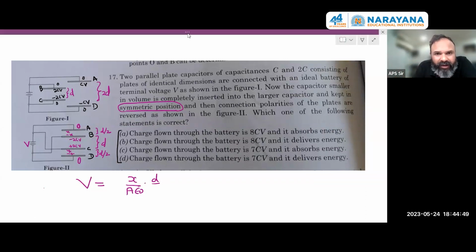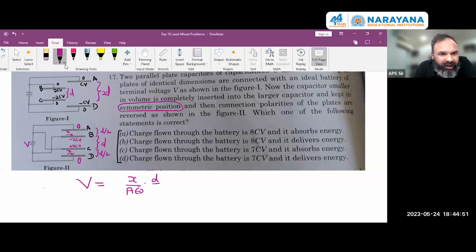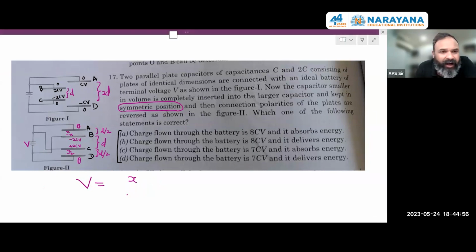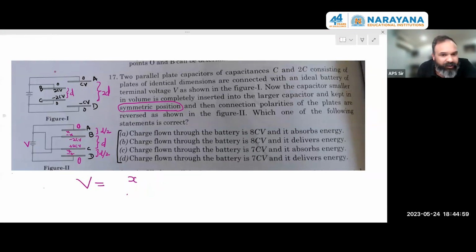So if you are comfortable with that, we can directly write it that way also. I can write charge upon capacitance and add those terms directly. So for this D by 2, it is X upon C, and it is A epsilon naught by D by 2. So it will become 4C. Check: I've taken A epsilon naught by D as 2C, and A epsilon naught by 2D as C. So with A epsilon naught by D by 2, that will be 4C.